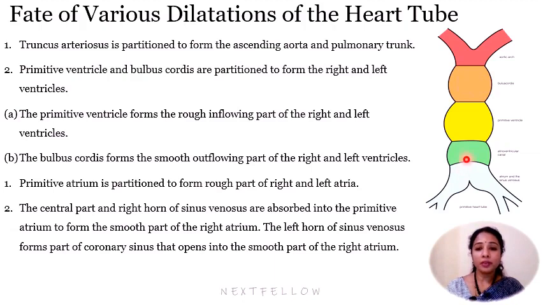Next, about the primitive atrium. This green one is the primitive atrium, which is partitioned to form the rough part of the atria and the right and left atria later, which forms the interatrial septum and the central part of the right horn. So this one is the left horn, one is the right horn. The right horn gets absorbed into the primitive atrium, forming the smooth part of the right atrium, which I have shown in the previous image, and the left horn of the sinus venosus forms part of the coronary sinus that opens into the smooth part of the right atrium.